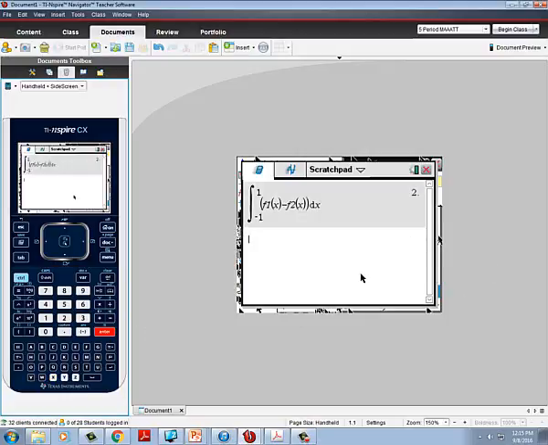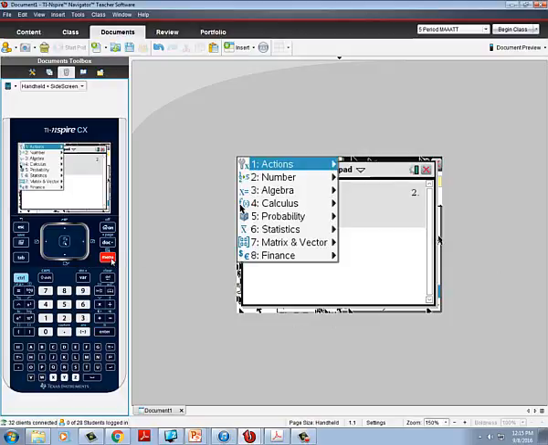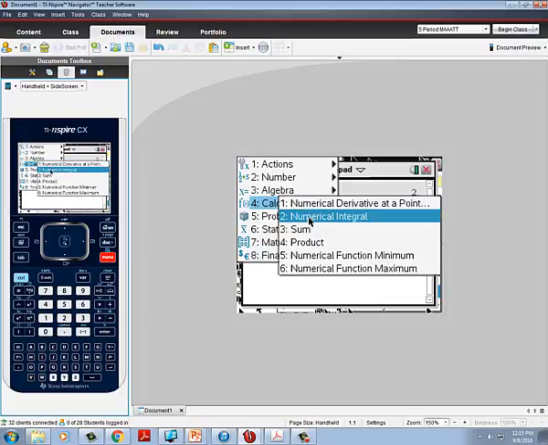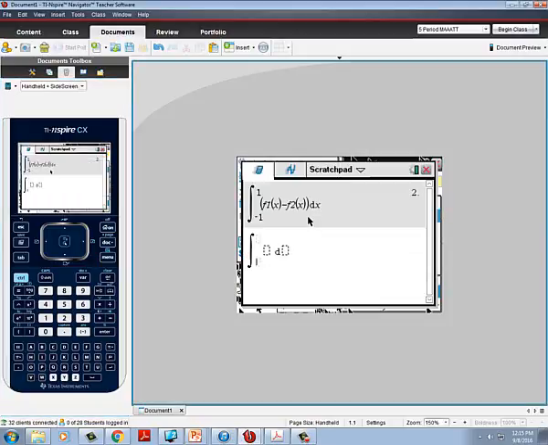Okay. Then there's another way to do it that I didn't show my group as much last year. This is the way mine mostly did it. So the other way to do it is you go menu, calculus. We're taking numerical integral, right? Yeah. And it pops up that way too.